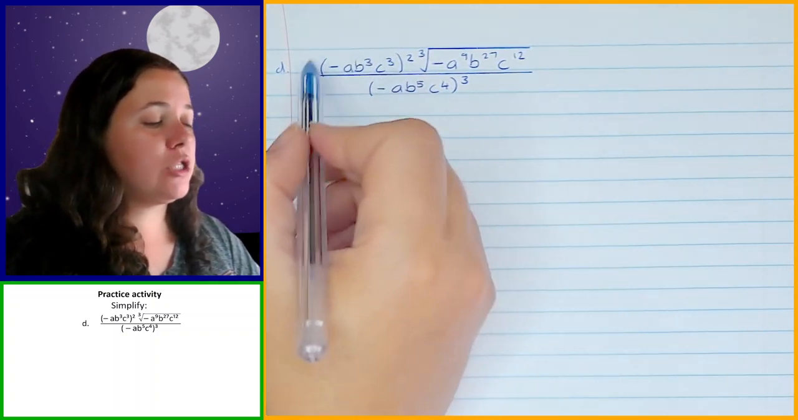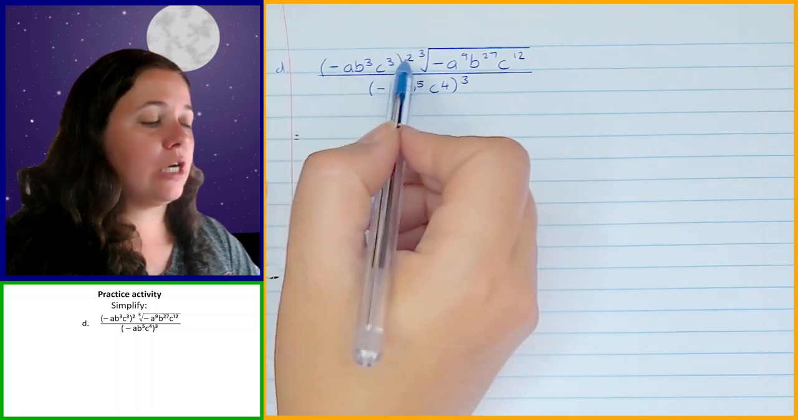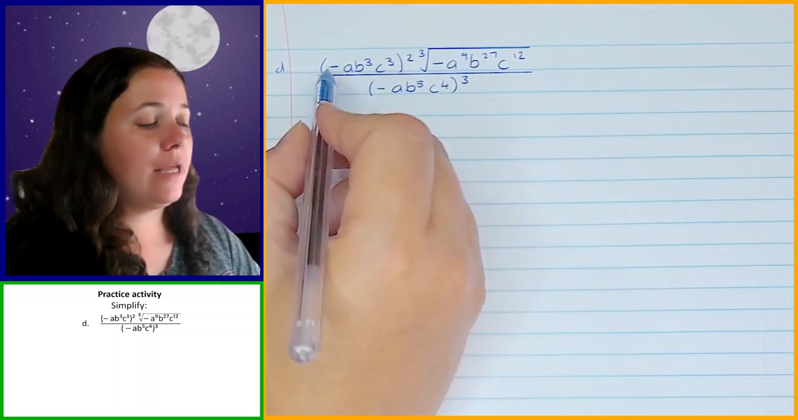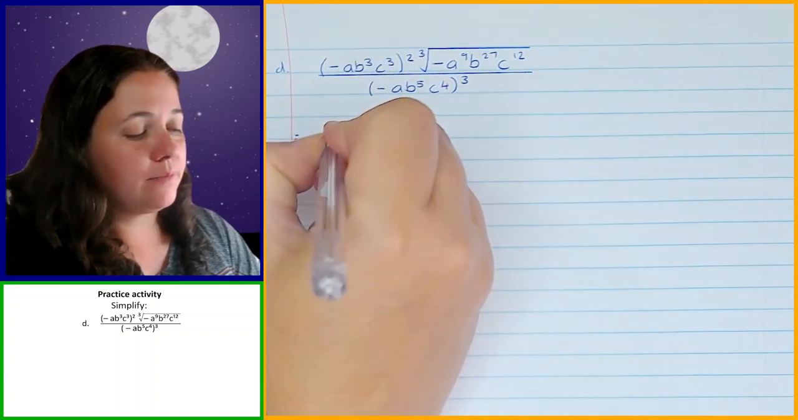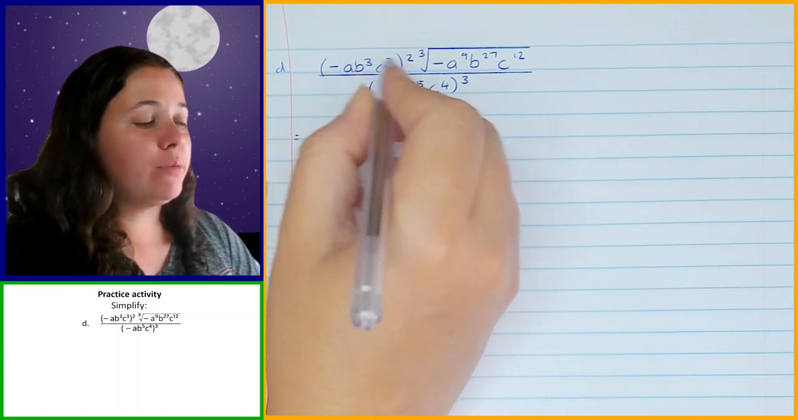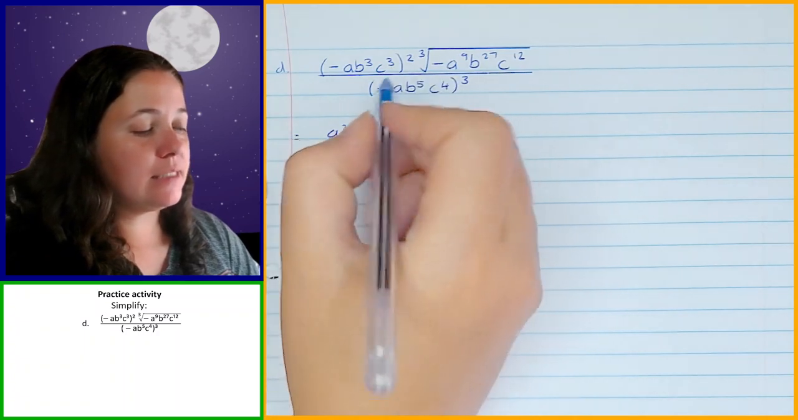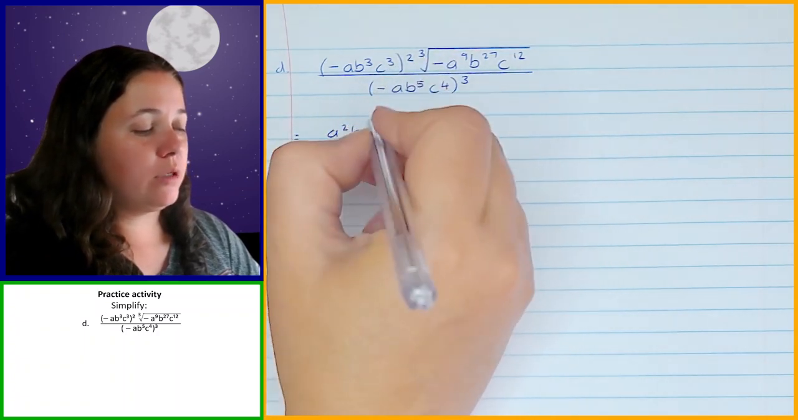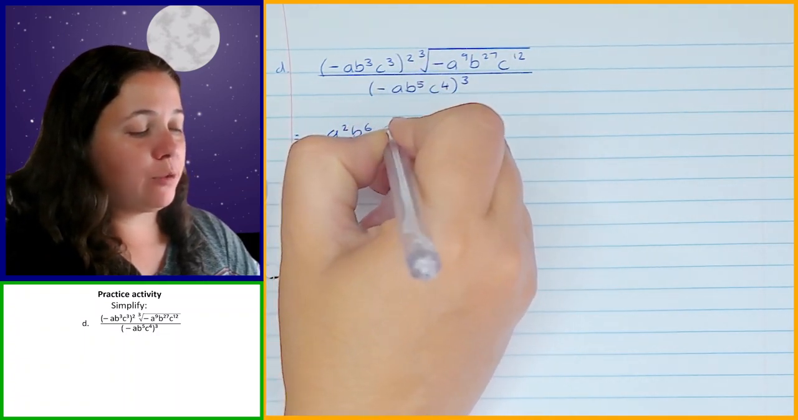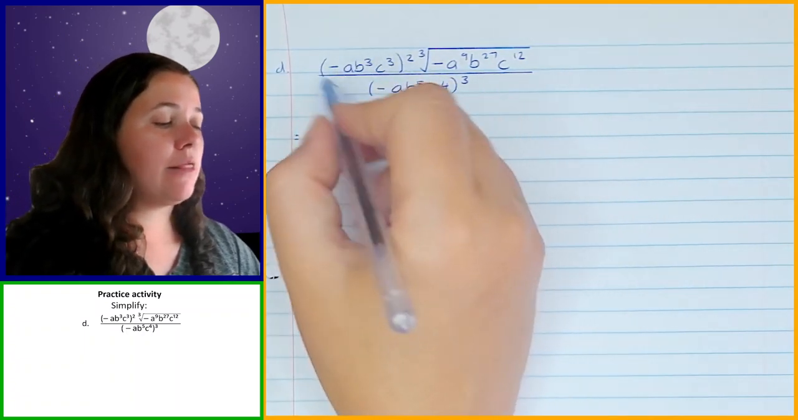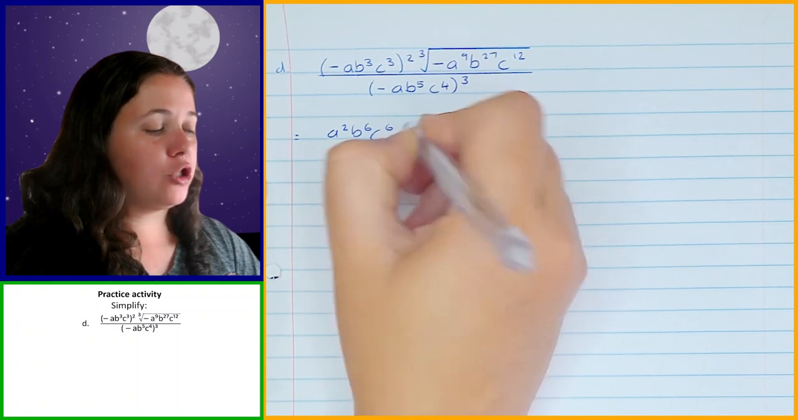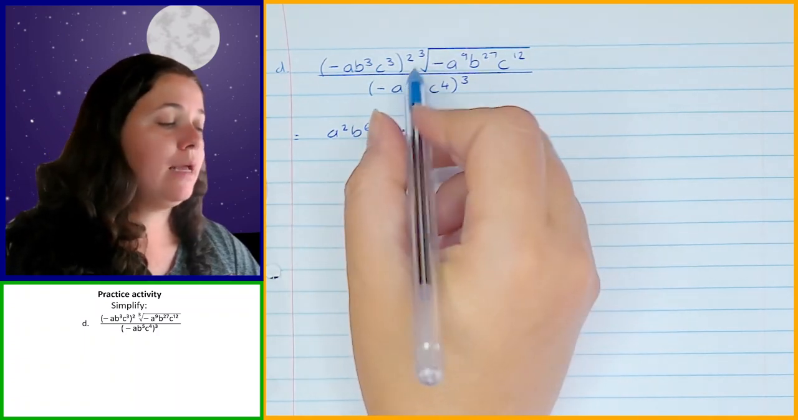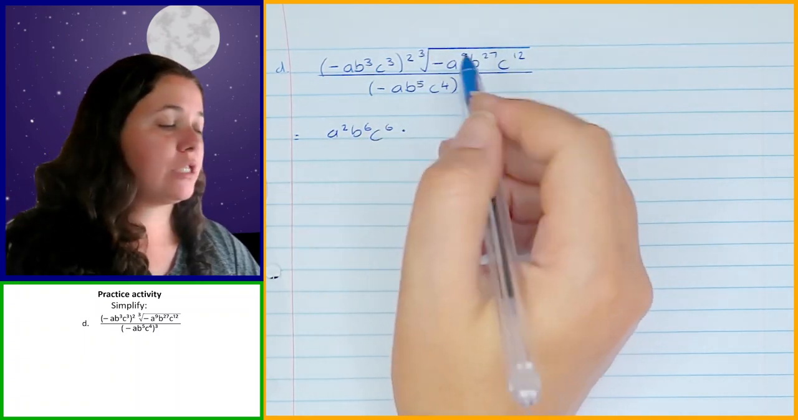Okay, so first I'm going to do this over here, sorting out that square. So I'm going to square the negative, that makes it positive. Then I've got a squared, b cubed squared becomes b to the power of 6, and same thing, c cubed squared also becomes c to the power of 6. Okay, so that's that one over there. Then I'm going to put a dot over here just to show that I'm multiplying, because I'm going to be dropping that cube root sign over there.